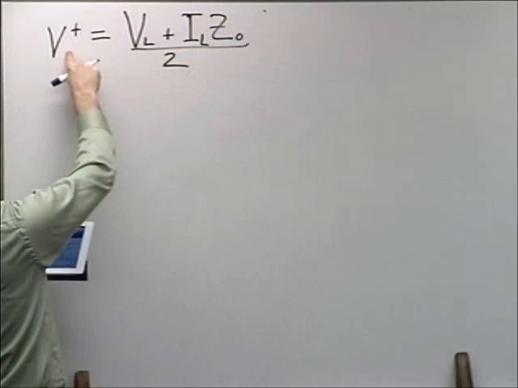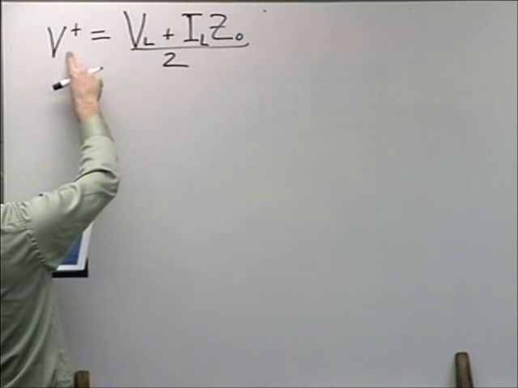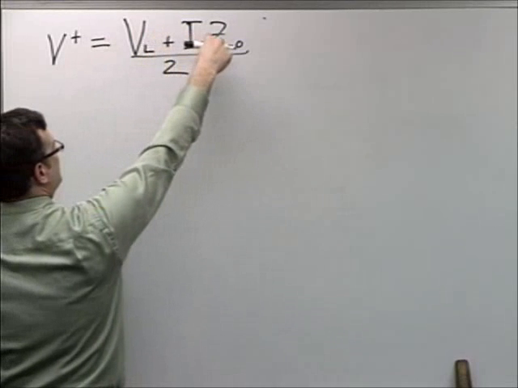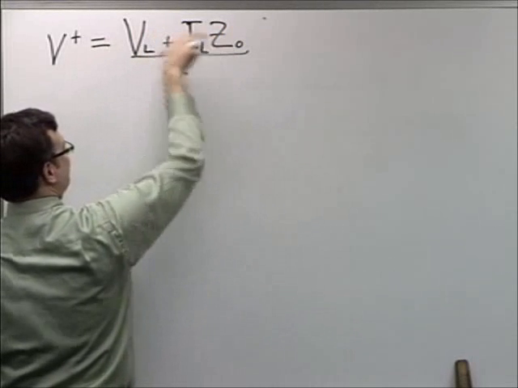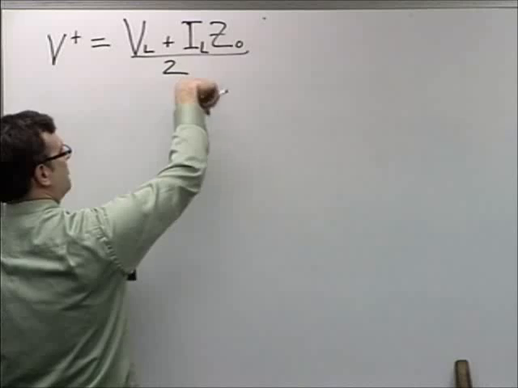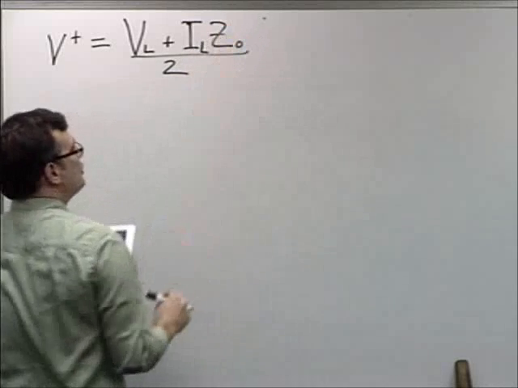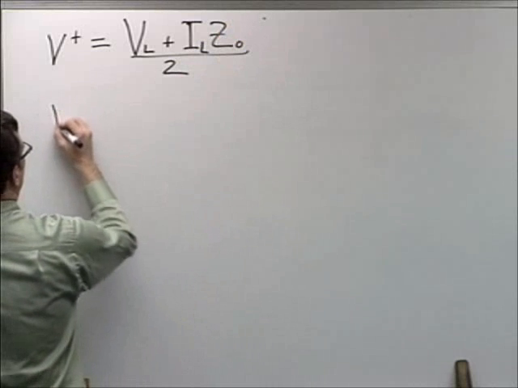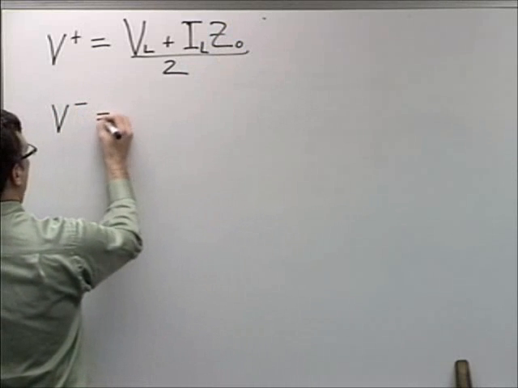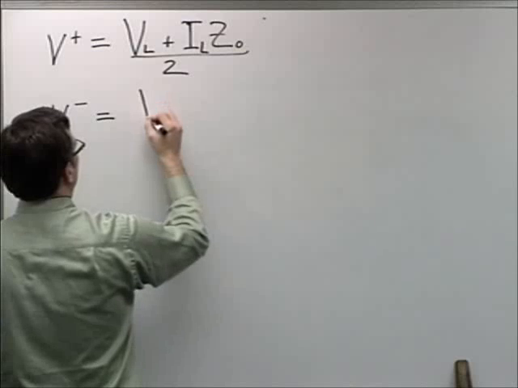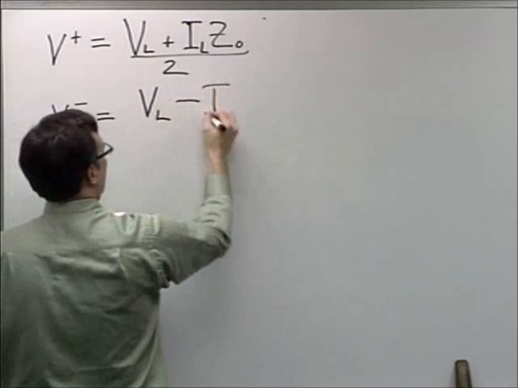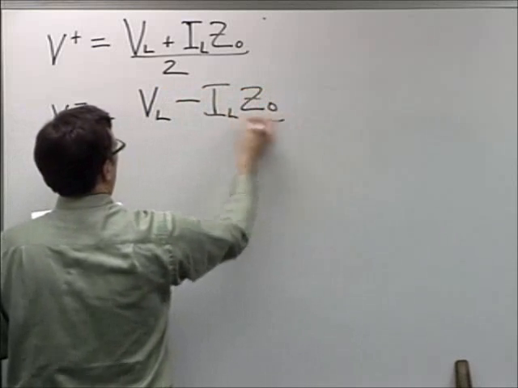V plus, my forward propagating voltage, is going to be equal to my total load voltage plus the load current leaving and entering the transmission line bars times Z naught, the intrinsic impedance of the line, divided by 2. My backwards propagating voltage is going to be V_L minus I_L times Z naught over 2.